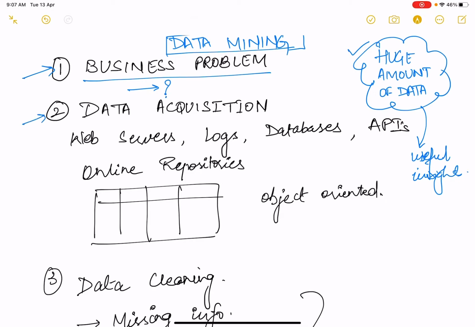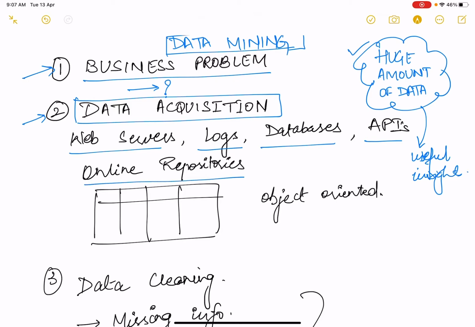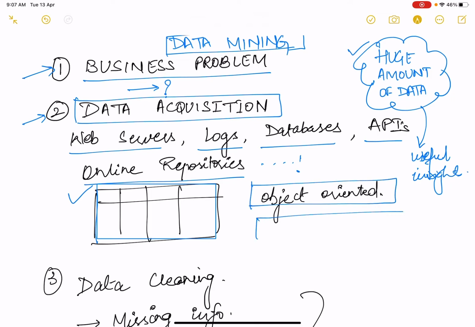Now, the first step is to acquire data. So data acquisition will be your first step, which can be done via web servers, logs, databases, APIs, online repositories, and many other sources. Now, when you get the data, you will get it in the form of either a table or object oriented or some other form. So you have different forms in which you will get this data.